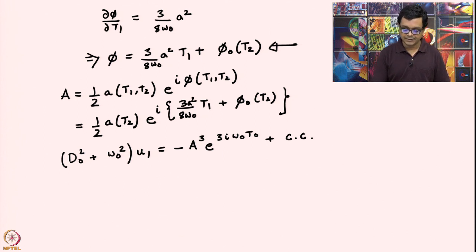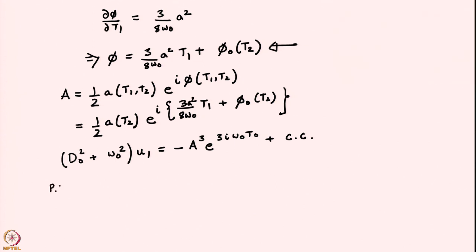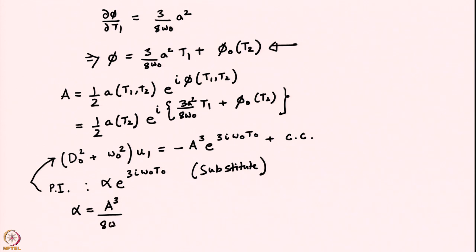Now you can see that although this is a partial differential equation, D0 being ∂/∂t0, we can solve it like an ordinary differential equation. We have to determine the particular integral, which in this case has to be proportional to e to the power 3iω0t0. So we set it equal to α times e to the power 3iω0t0. If we substitute it into this equation, we are supposed to determine the value of α. You will find that α is equal to a³ by 8ω0². One can just substitute and find this.